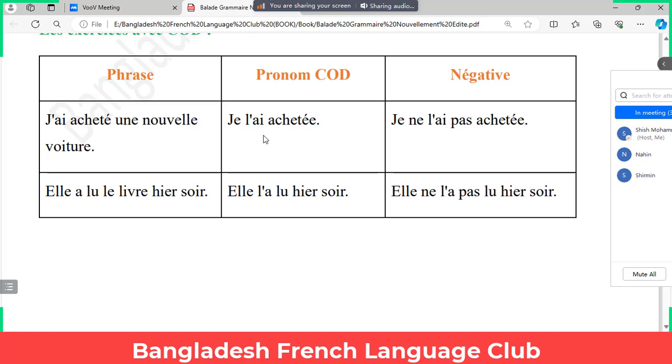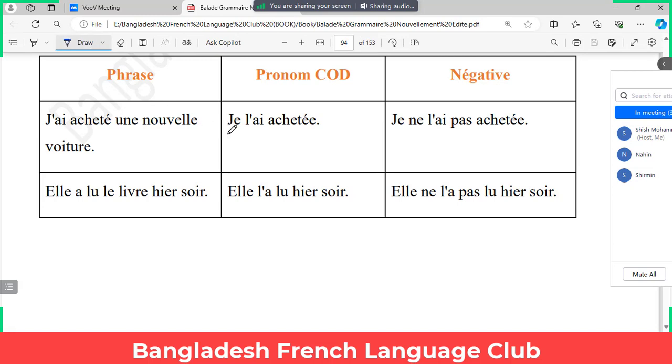Noun, and any other words like that. Okay, so here you can see the article l' is before the verb, right? Before the verb. So here it's not an article, right? So here, je l'ai acheté, you can see: je l'ai acheté.